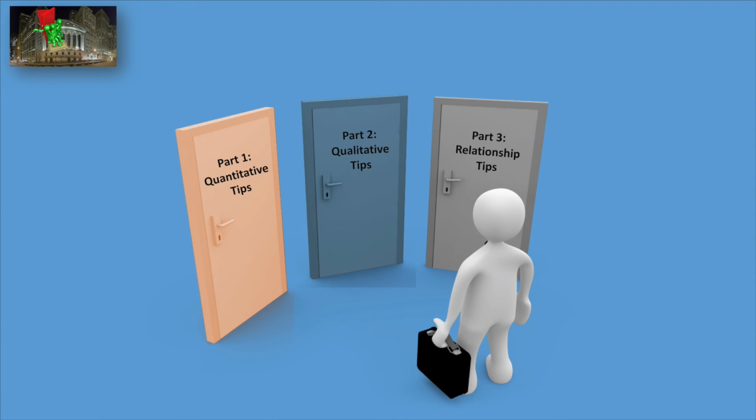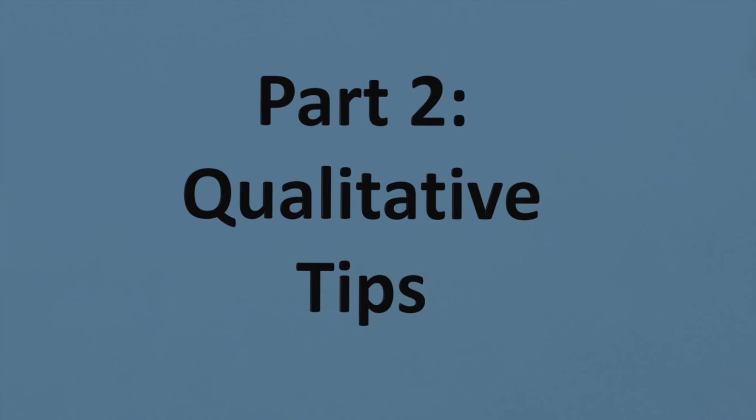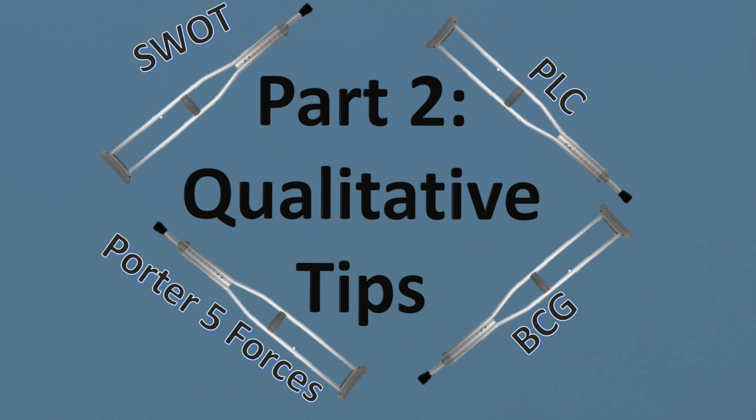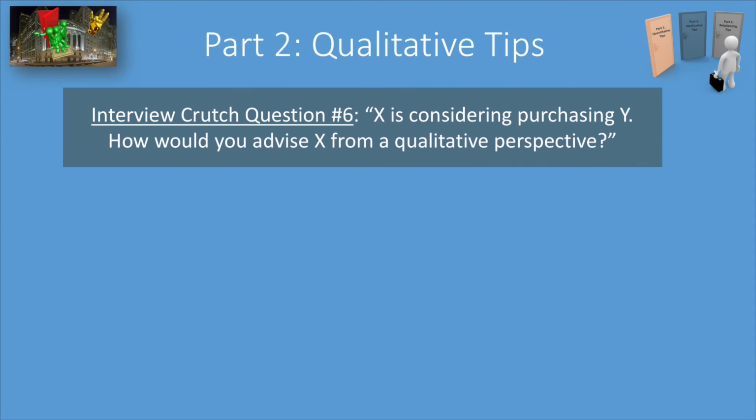So let's go on to part 2, which is qualitative tips you can use as a crutch if you're lost, okay? Or if you get flustered, which has happened to me before. Okay, so here you can use the SWOT analysis. You can use a PLC, and I'll explain this in a second. BCG matrix, and then Porter 5 forces, okay? And these are great crutches for you.